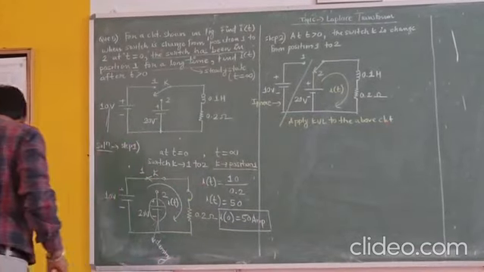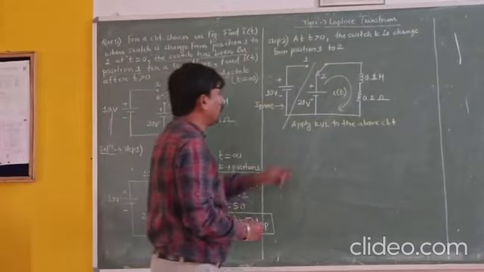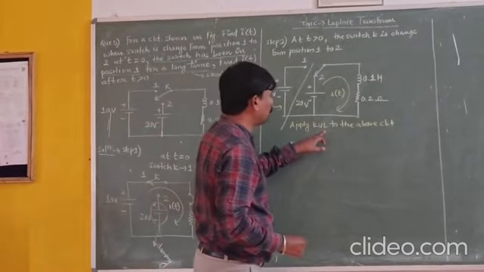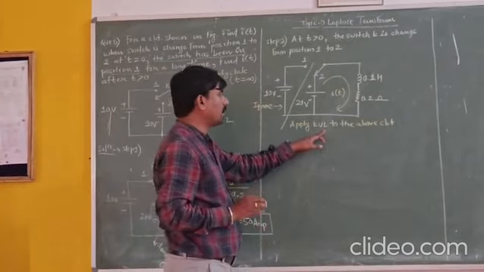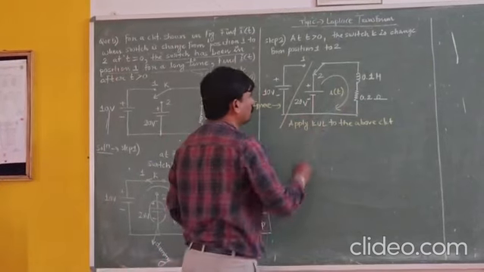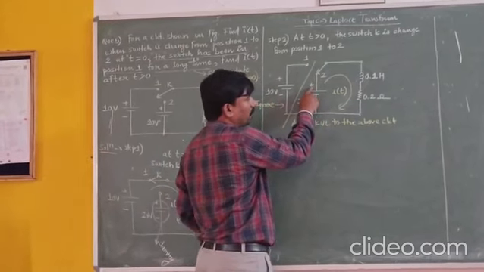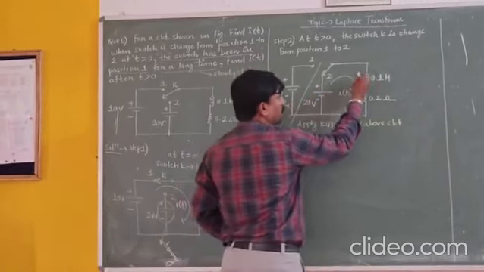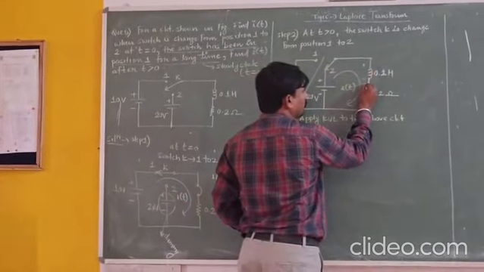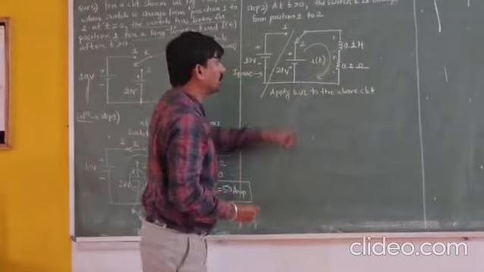Now when we are applying KVL, it means that we have to use mesh analysis. Under mesh analysis we are applying KVL. So whatever the polarity of the voltage source, the upper polarity will remain as it is, that is plus minus, plus minus, plus minus, plus minus.